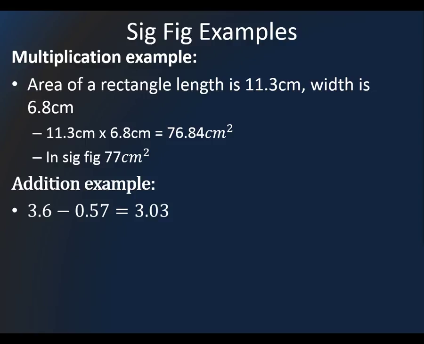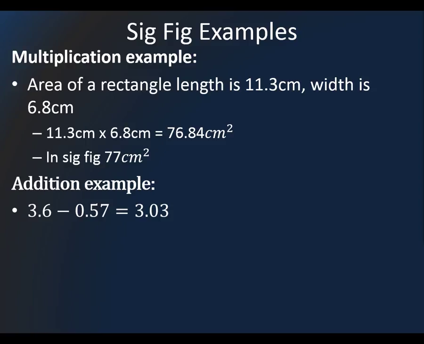In the case of addition, things are a little different. Here we've got 3.6 minus 0.57. We get 3.03, but now we can't count the number of significant figures. In the case of both of these, the answer is 2, but where the numbers are in 0.57 are very different than where they are in 3.6.